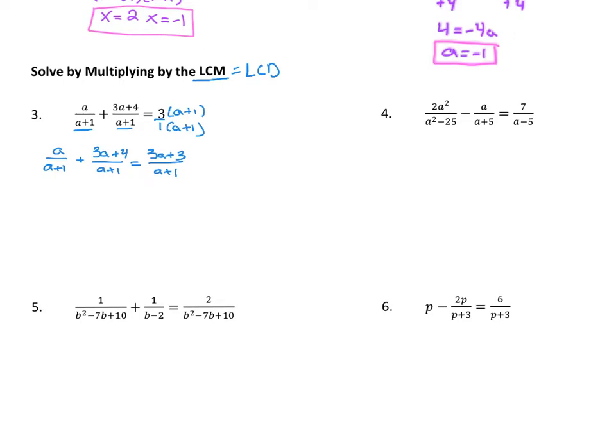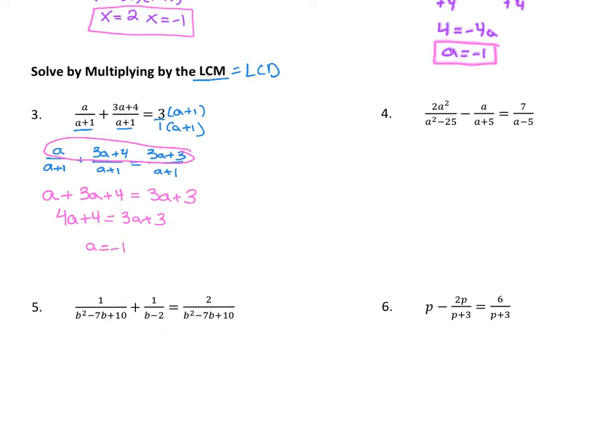One of the cool things about rational equations is once my denominator is the same, I'm only going to focus on solving the numerator. So my equation is going to be a plus 3a plus 4 equals 3a plus 3. Because when you have fractions, once the denominator is the same, the only thing I have to worry about is the numerator. So now I'm going to solve. 4a plus 4 equals 3a plus 3. Well, a is going to equal -1.